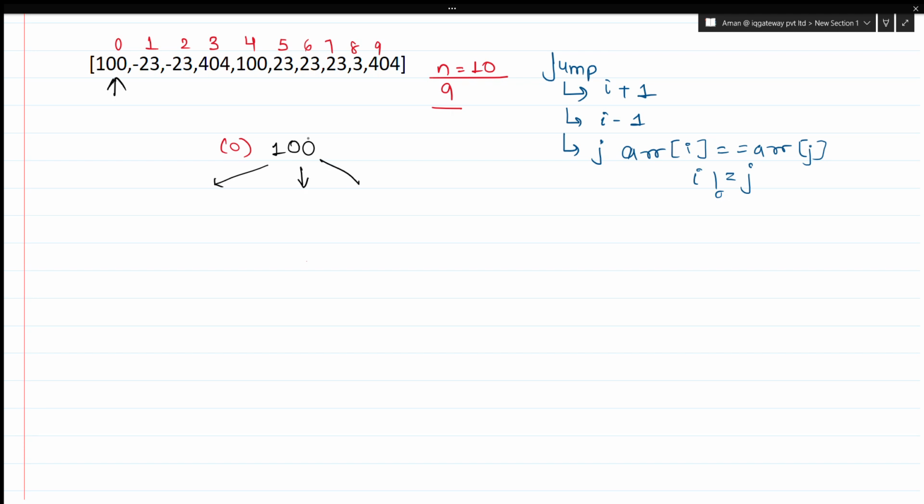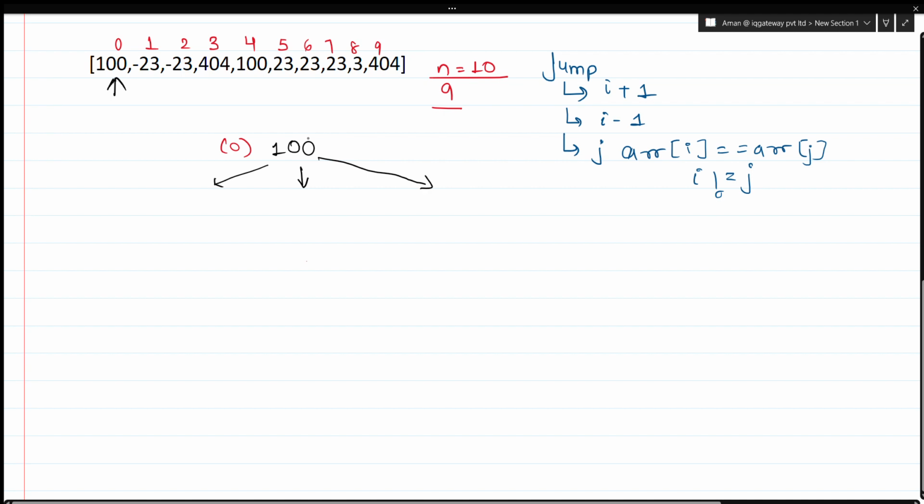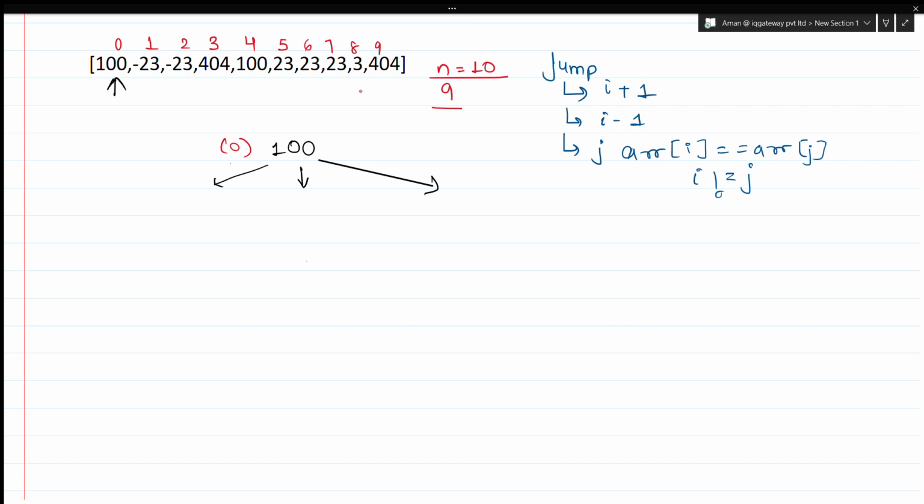I can go to i plus 1. Let's expand this a bit more. This is my i plus 1, this is my i minus 1, and this is the third variation of jump. So, can I go to i plus 1? Yes, this is smaller than n minus 1, so I can go ahead. So I can reach minus 23, which is at index 1.